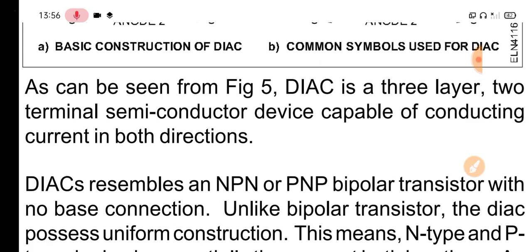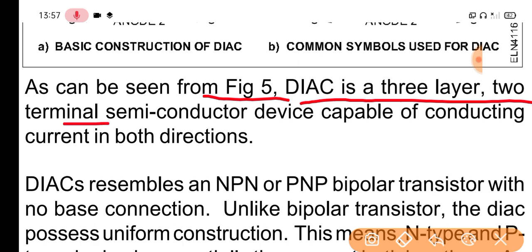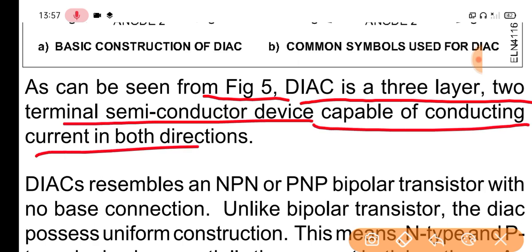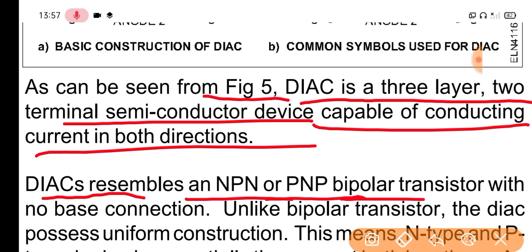As can be seen from picture 5, a diac is a three-layer, two-terminal semiconductor device capable of conducting current in both directions. A diac resembles an NPN or PNP bipolar transistor with no base connection.